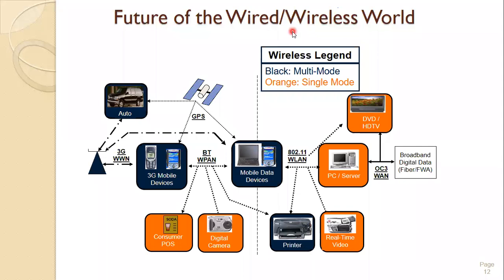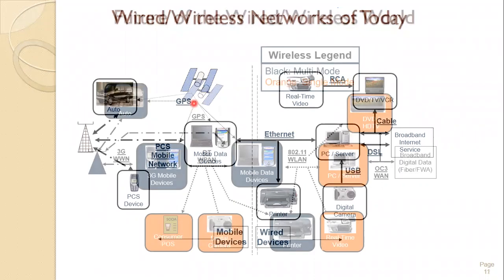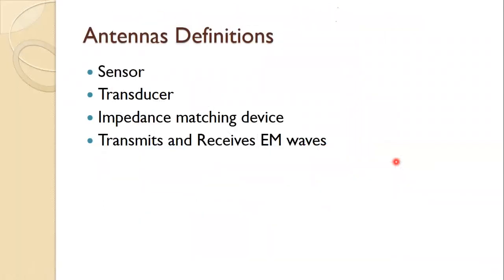Then we can see in this slide the future of the wired world. In the previous slide, what we have observed is that all the devices are connected through wires or cables. Only a few devices are connected wirelessly. But now, in future, all the devices are connected wirelessly because there are a lot of advantages. During natural calamities or to have communication with remote places, you should have wireless communication.